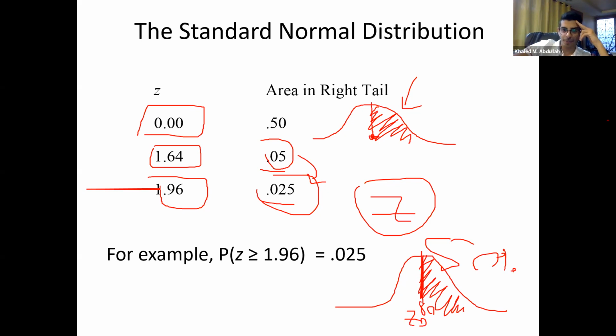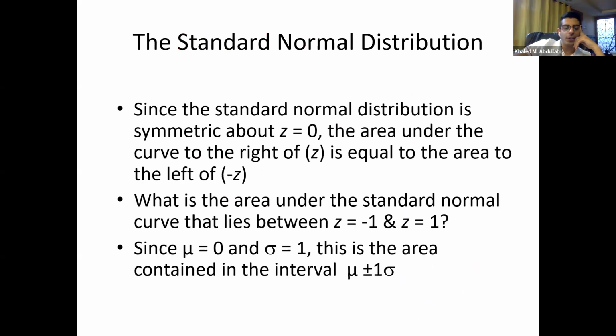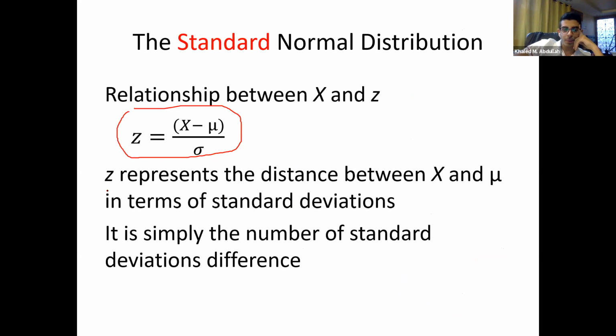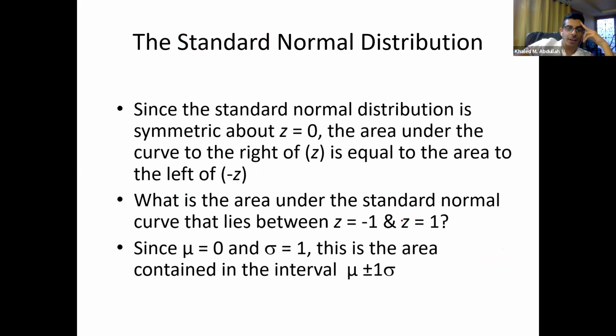Did that make sense to you, Huda? I need an answer. Okay, perfect. So now you don't need another formula. Z represents the distance between x and the mean in terms of standard deviations. In other words, Z is just the number of standard deviations. This is all stuff that we talked about.